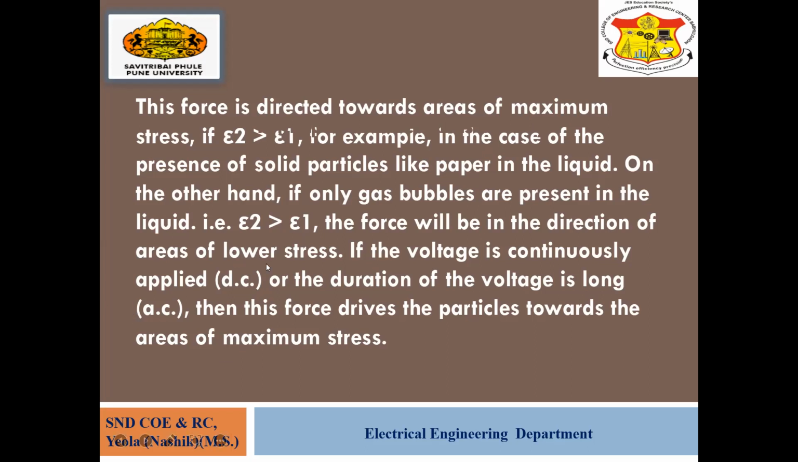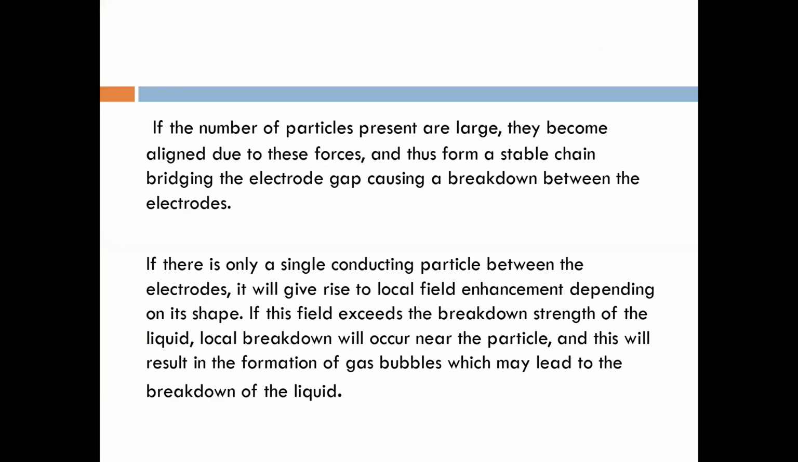If the voltage is continuously applied, such as a DC supply, or the duration of the voltage is long, then what will happen? The force drives the particles toward the area of maximum stress. If the number of particles is large, meaning more than one, then they become aligned due to these forces and thus form a stable chain bridging the electrode gap, causing a breakdown between the electrodes.